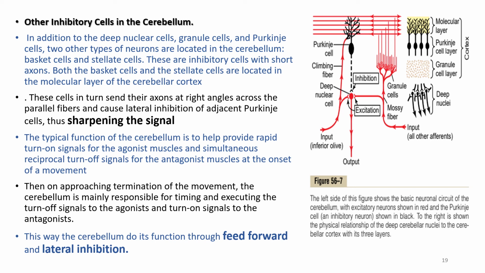The typical function of the cerebellum is to help provide a rapid turn-on signal to the agonist muscles and simultaneously a reciprocal turn-off signal to the antagonist muscles at the onset of the movement. Then, at the approaching termination of the movement, the cerebellum is mainly responsible for timing and executing the turn-off signal to the agonist and turn-on signal to the antagonist. This way, the cerebellum does its function through feed-forward and lateral inhibition.